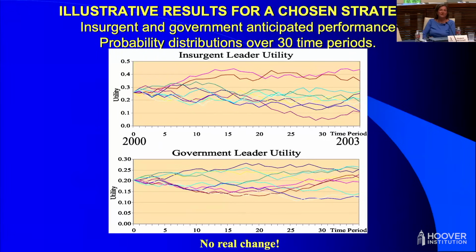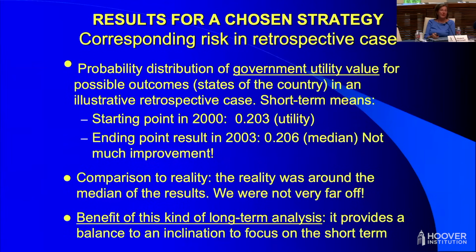And if you see the distribution, in fact, the mean is roughly the same. The insurgents' leader utility and the government leader utility are the same. That means that there was no real challenge for that policy. So the result, the probability distribution of government utility value for this particular case: the starting point in 2000, the utility was 0.203, and the ending point 3 years later, 0.206. There was not much improvement.